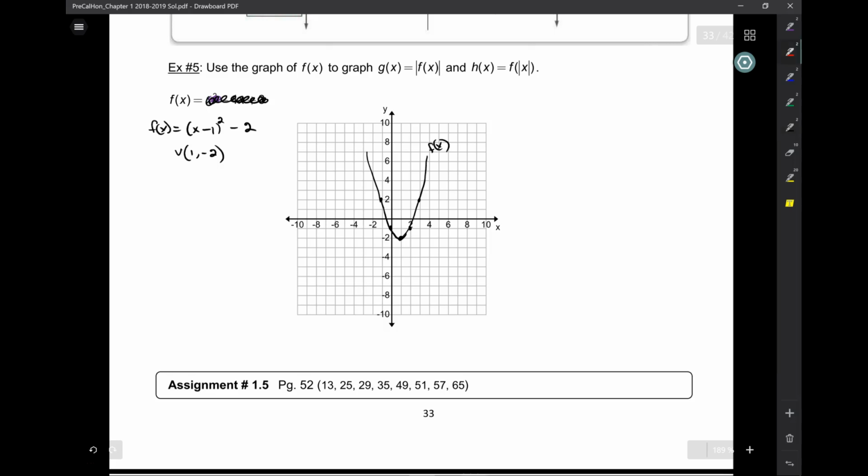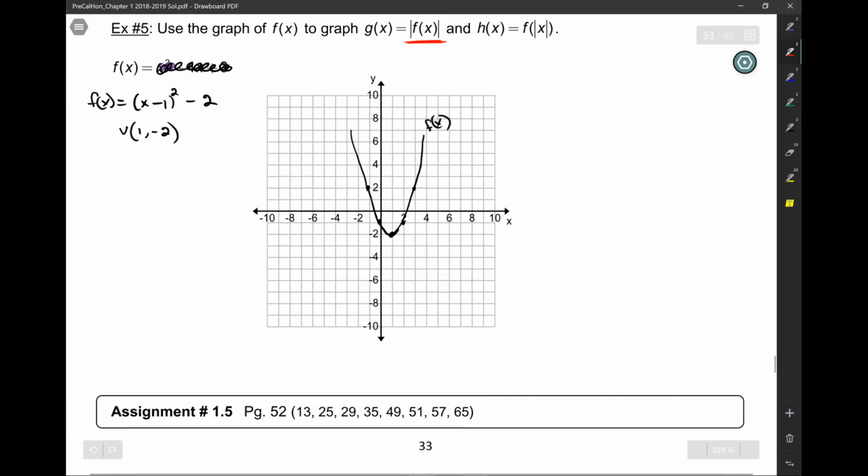Okay, now take a look at g of x. On the same grid, I'm going to graph g of x. G of x is the absolute value of f of x. That means everything that's positive stays positive. Okay? What happens to everything that's negative? Gets reflected upward. So if it's going 2 units down here, it'll go 2 units up. So it'll get reflected up like this. Okay? So the whole red is what that looks like.